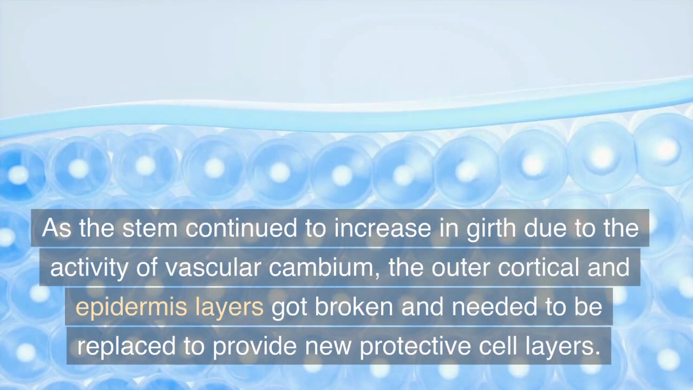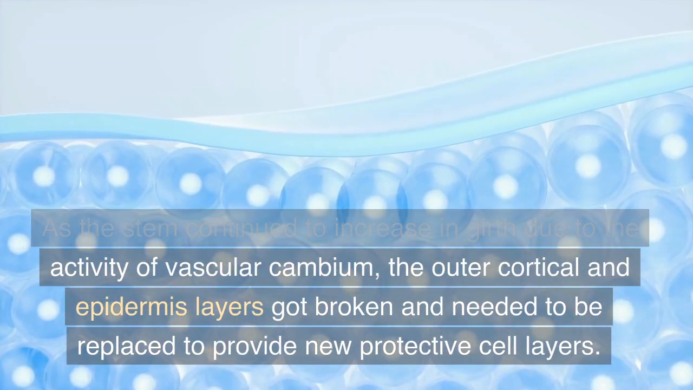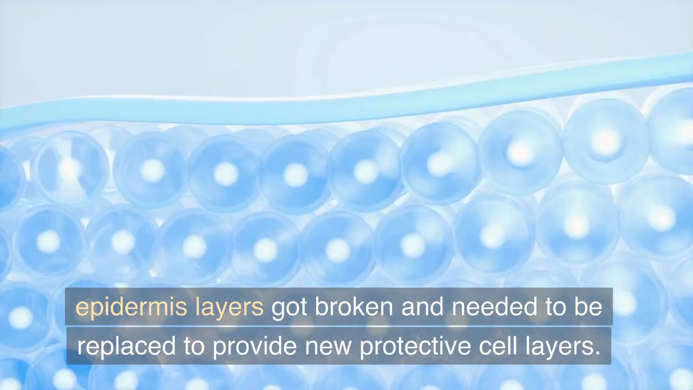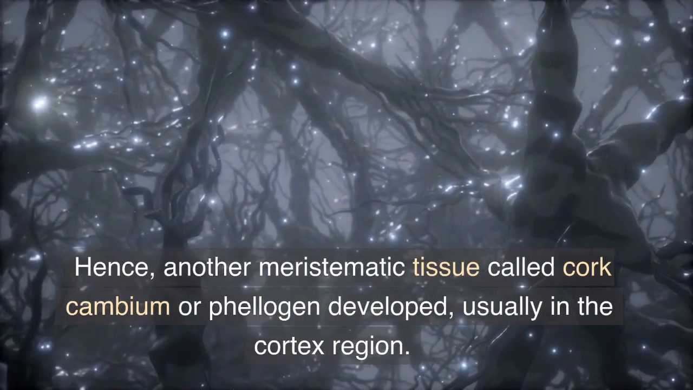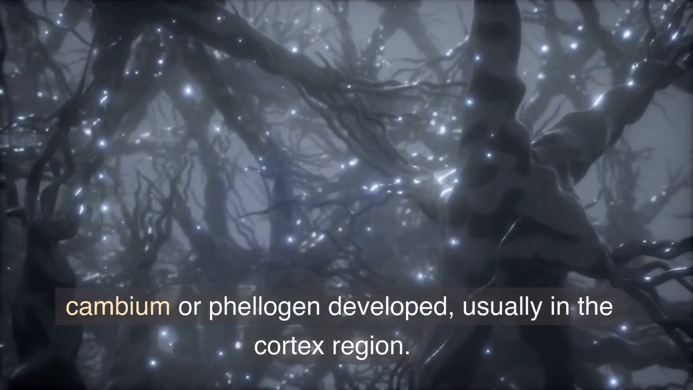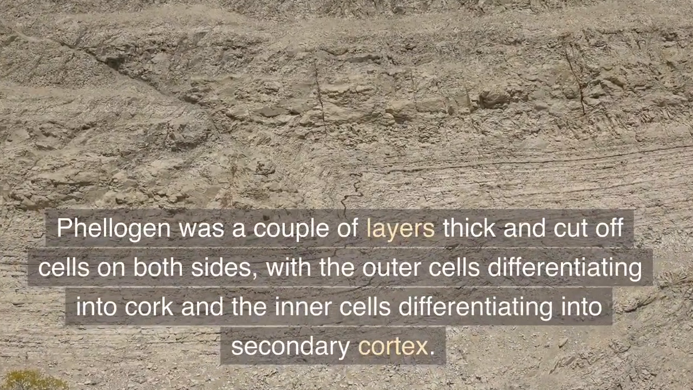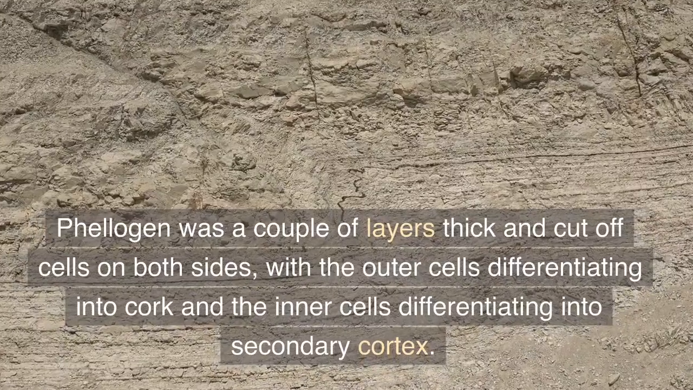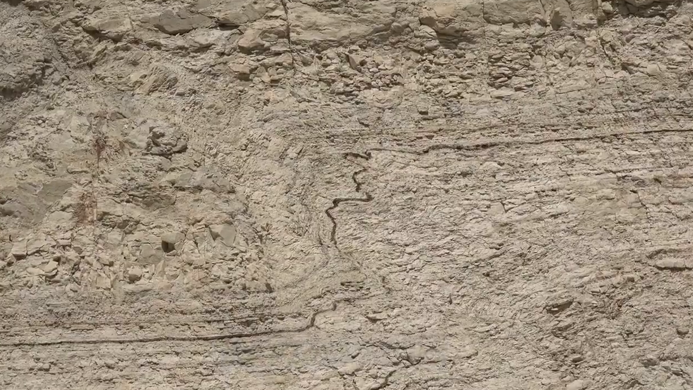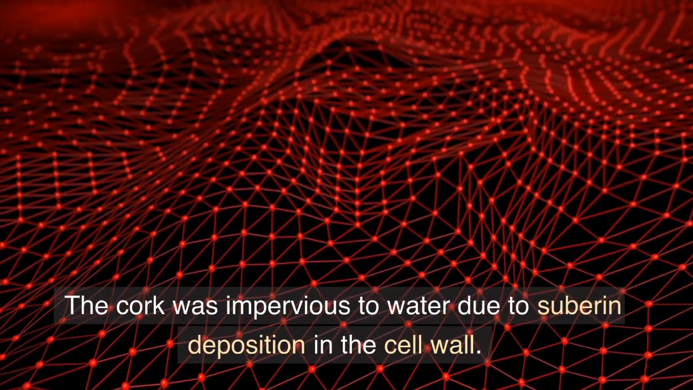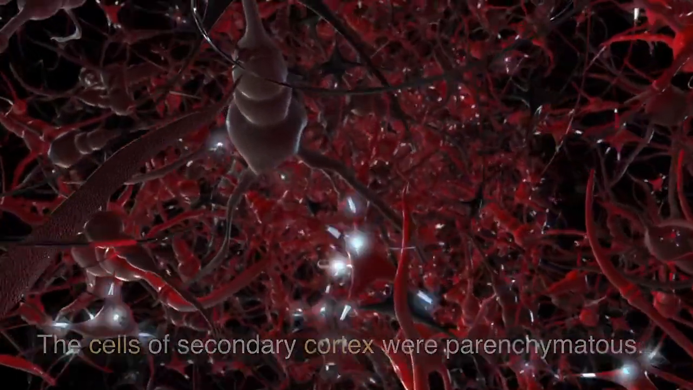As the stem continued to increase in girth due to the activity of vascular cambium, the outer cortical and epidermis layers got broken and needed to be replaced to provide new protective cell layers. Hence, another meristematic tissue called cork cambium or phellogen developed, usually in the cortex region. Phellogen was a couple of layers thick and cut off cells on both sides, with the outer cells differentiating into cork and the inner cells differentiating into secondary cortex. The cork was impervious to water due to suberin deposition in the cell wall. The cells of secondary cortex were parenchymatous.